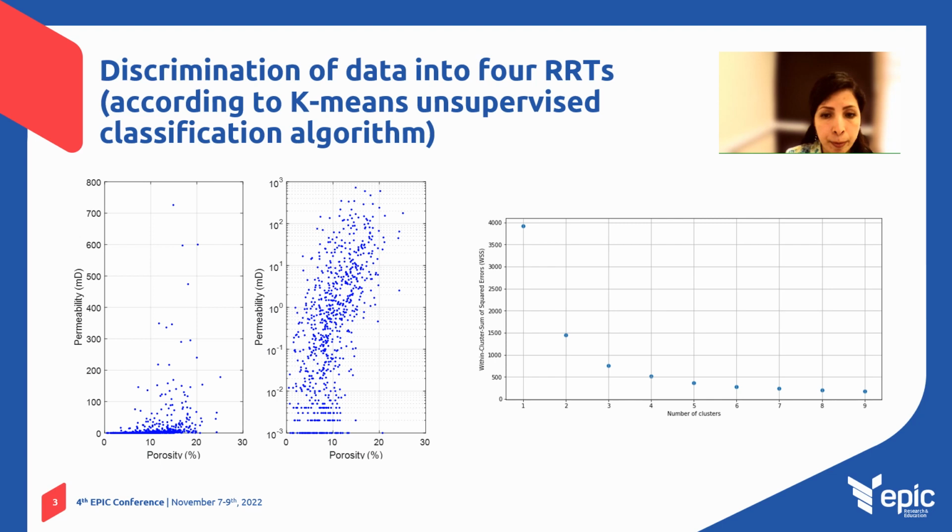The porosity and permeability values and their corresponding well log data were discriminated into reservoir rock types according to a common unsupervised classification algorithm. The algorithm determines the center of each group and splits the data points into matching groups based on the input data. Our input data is plug samples and corresponding well log data. The number of groups can be selected using the elbow curve method.